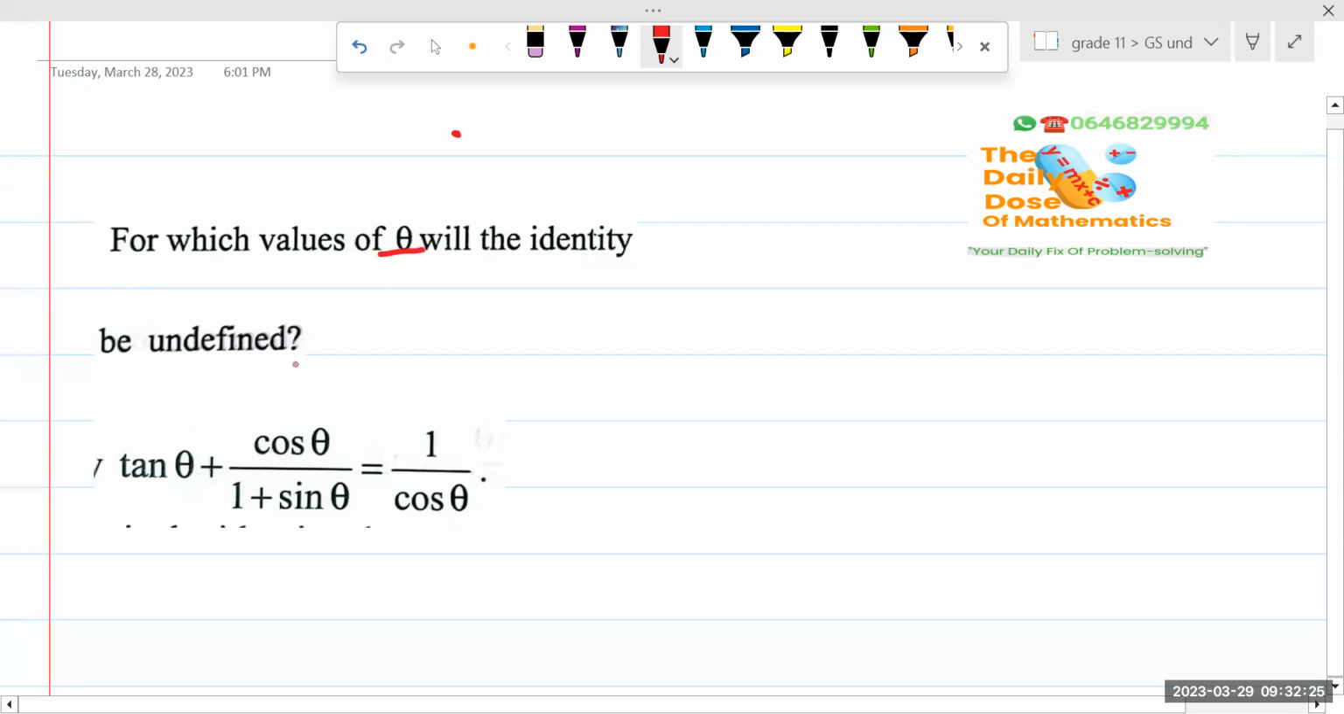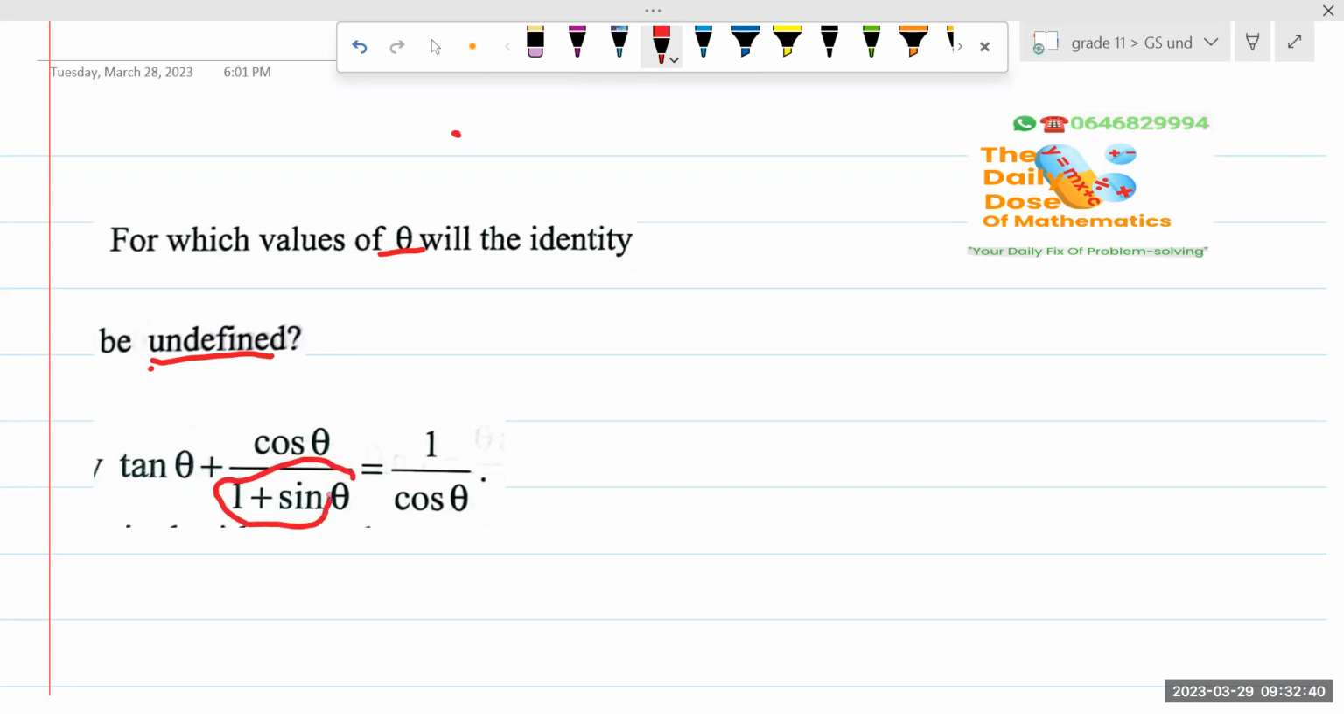For which values of theta will the following identity be undefined? So we said, let's define when you are going to have undefined. You are going to have undefined if this denominator is equal to 0. If we make this 0, we're going to have undefined. Another way we're also going to have undefined is if this one here is also equal to 0. So those are the common ones. Those are the ones that we know.